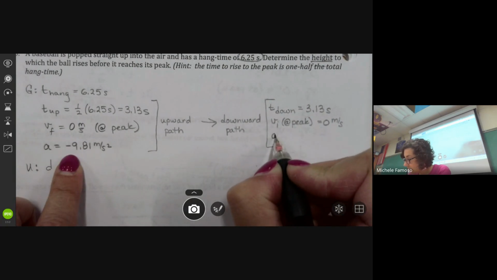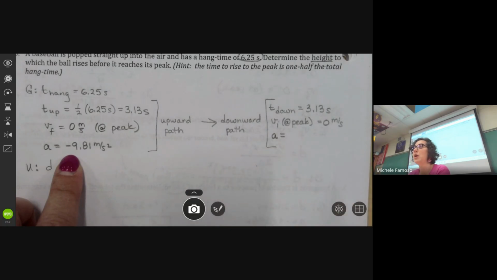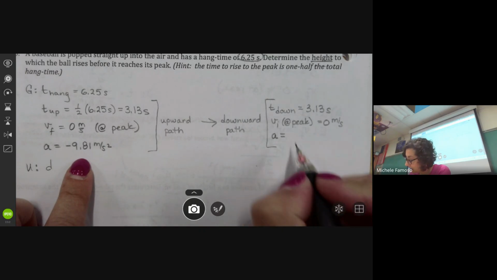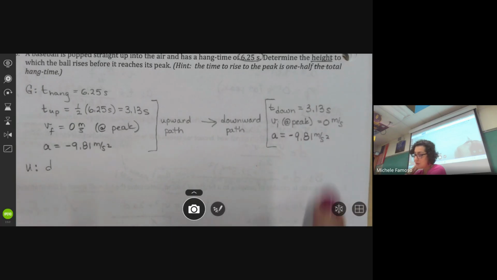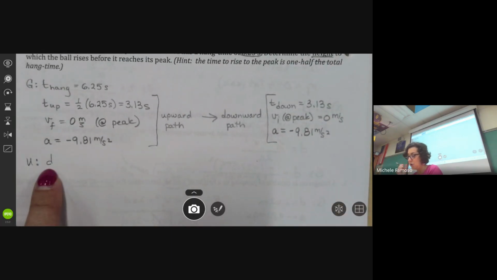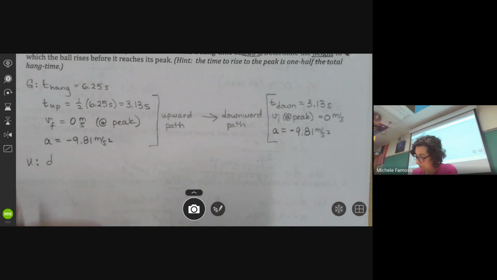And the acceleration, is that going to be any different because we're coming down instead of going up? What determines that acceleration? The planet. Are we on a different planet? No. So it's still negative 9.81 meters per second squared. Now that we have these three as our givens and we're looking for D, can we do it? Okay. Can we find an equation, Haley, that would make that work?